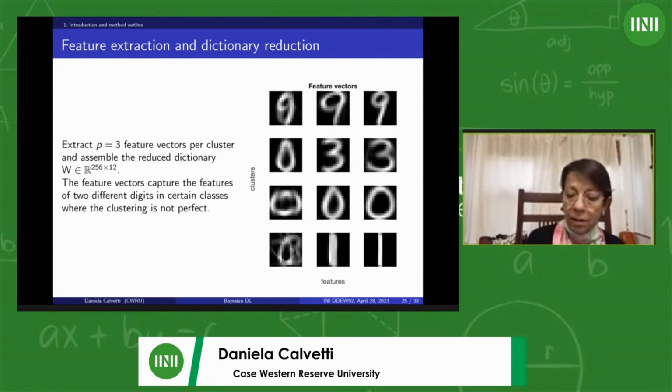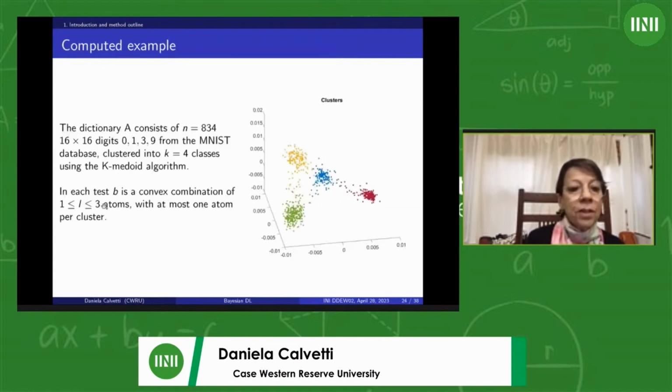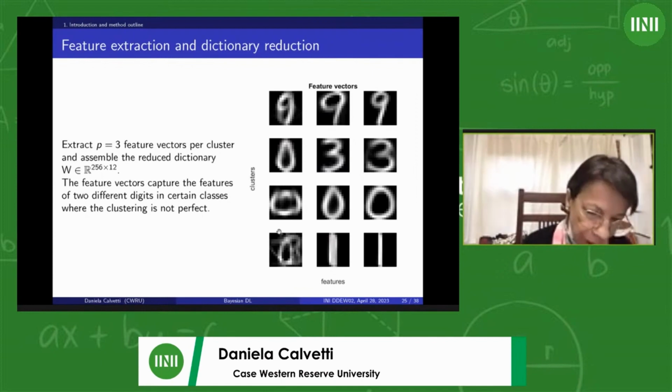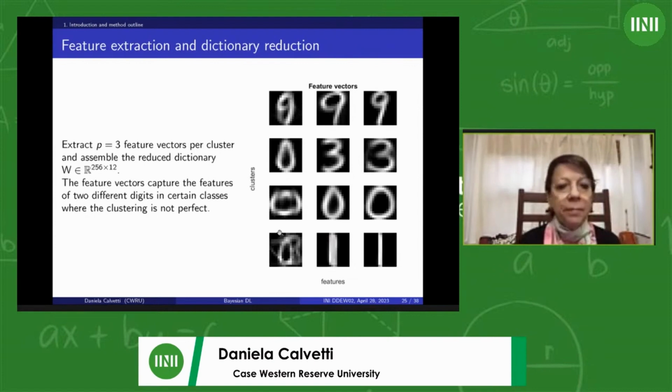So the original dictionary was 834. I had 834 atoms. Now we're going to reduce it to 3 atoms per subdictionary, so 3 feature vectors per subdictionary. So we have a compressed dictionary with only 12 atoms. And now these are the feature vectors. We can visualize them in this case. And we also see that the human annotation and the machine grouping do not always agree.